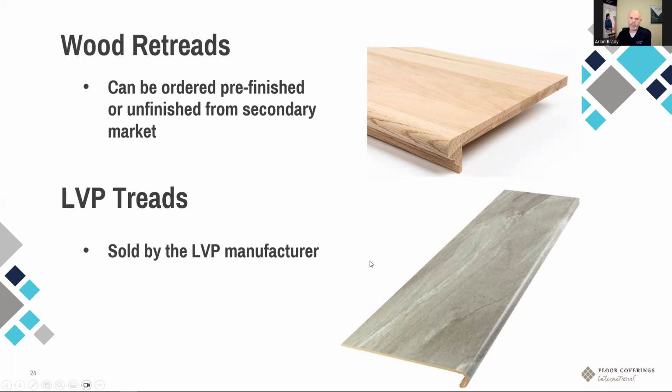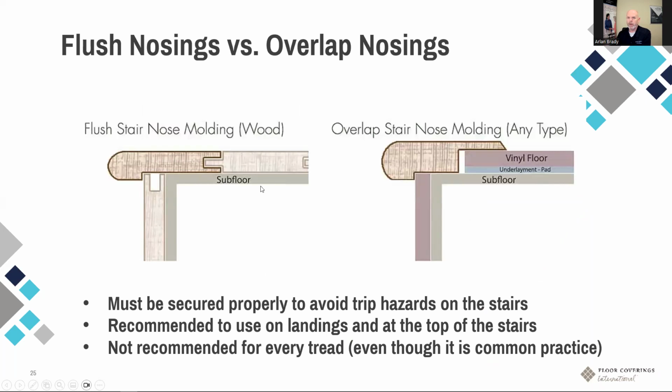All right, one final note, one final piece of vocabulary: flush stair nosings versus overlap stair nosings. Flush stair nose means that it's the same thickness as the floor. This is normally the case with, let's say, a traditional 3/4 inch hardwood floor. You can get flush stair nosings that are the same thickness, still 3/4 of an inch. You would buy them from the same manufacturer that you're buying your hardwood from. These are typically wood, and typically just 3/4 of an inch thick.